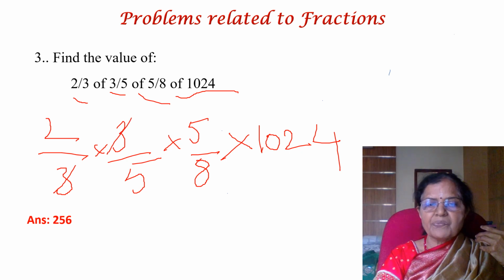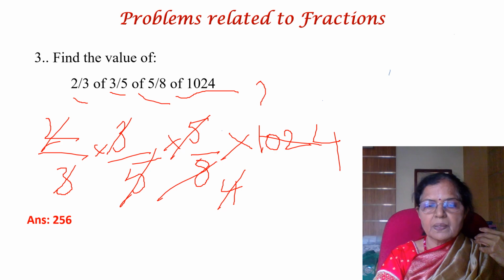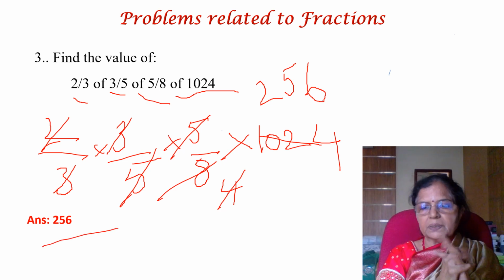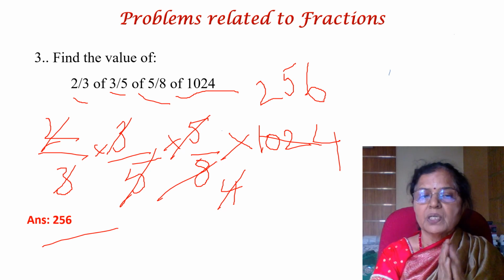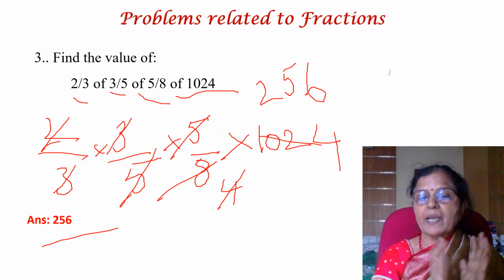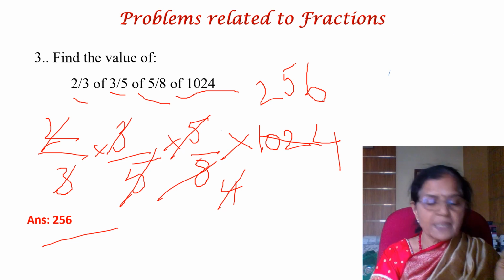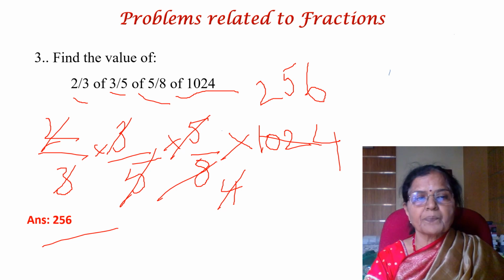3 goes off, 5 goes off, this 2 divided by 4, and now 1024 divided by 4, you get 5 4s are 20 and 6 4s are 24. You got it? So this is very simple. You should know what is the meaning of this of, 2 by 3rd of 3 by 5 or 5 by 8 of 1024. You should rewrite this, then simplify. That's it.